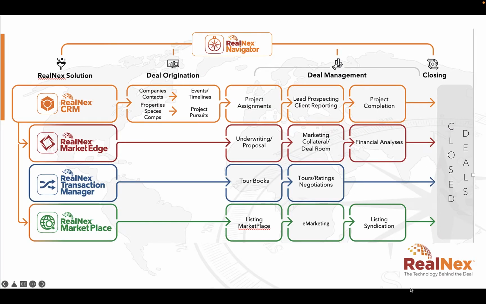RealNex Navigator is comprised of four primary components: RealNex CRM, Market Edge, Transaction Manager, and Marketplace. The CRM is where you house all of your core information, from companies and contacts to property spaces and comps, and you manage workflows from events and timelines to project pursuits. It helps you to manage deals with project management, lead prospecting, client reporting, and project completion.